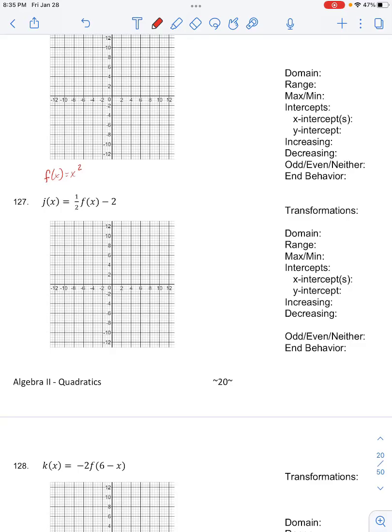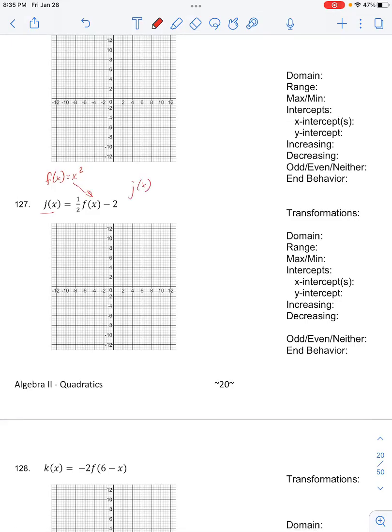In number 127, your classwork for quadratic functions asks you to perform a transformation on a function f of x. So here we have j of x given by 1/2 f of x minus 2. If we just plug in this f of x into our j of x equation, we have j of x equals 1/2 x squared minus 2.